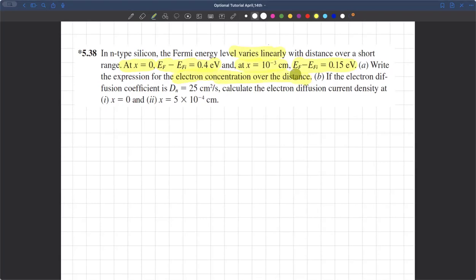So we are interested in electron concentration. We need the formula that relates the electron concentration to the difference between the Fermi level and the intrinsic Fermi level, that exponential thing, EF minus EFi. If the electron diffusion coefficient is this, let's use it to calculate the electron diffusion current density. Diffusion current density, if you go back and see the formula, depends on the gradient, so we will look into it later. So x equal to 0 and x equal to this one. No problem.